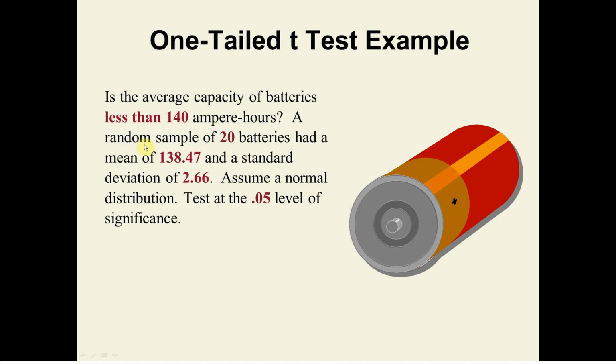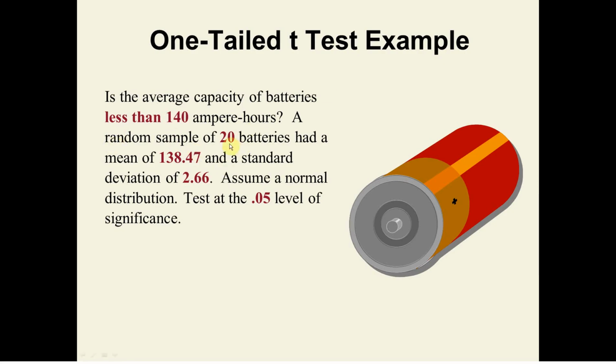Let's look at batteries, and let's just say that we're testing a bunch of batteries. If I'm manufacturing batteries, is the average capacity of the batteries less than 140 ampere hours? So we might take a random sample, and again, it's important to take a random sample. That way we get an accurate confidence interval, and that way we can calculate a good p-value.